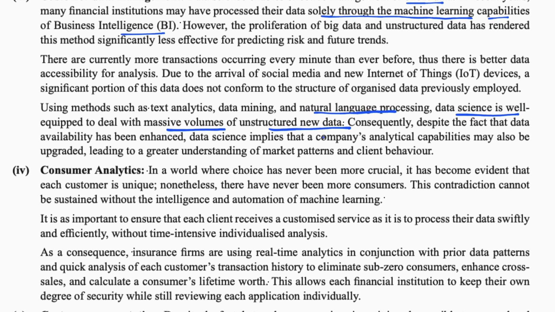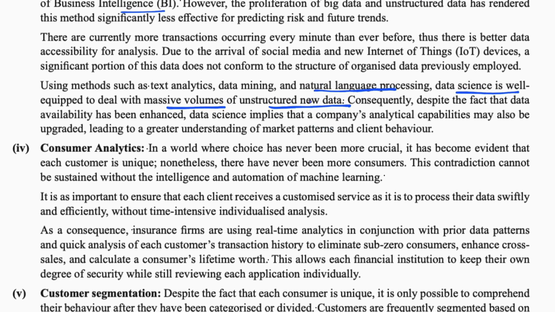If we look at today's world, financial data isn't just numbers in tables anymore. It includes email, social media feedback, and customer chat logs. Data science uses natural language processing and data mining to read these text files and understand consumer sentiment automatically.